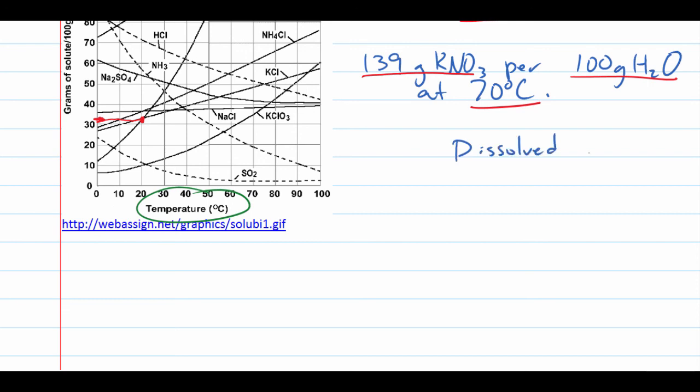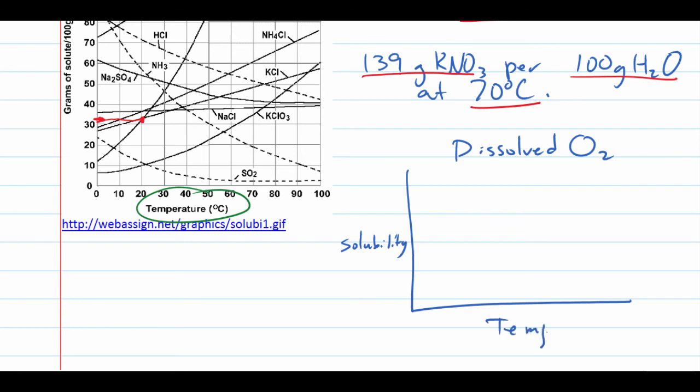If we looked at dissolved oxygen and we looked at a graph that plotted solubility versus temperature, what we'd see for dissolved oxygen is a graph that looks something like this, where the maximum solubility sits right at a temperature of 0 degrees Celsius.